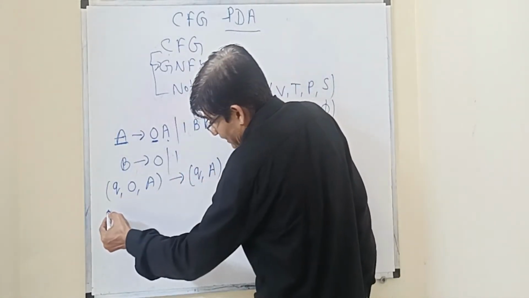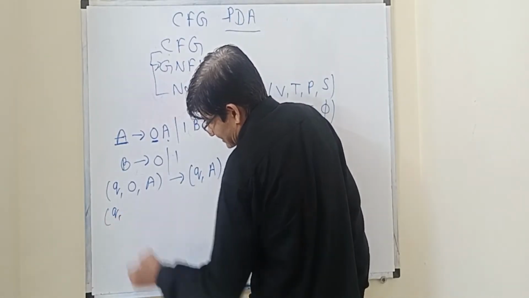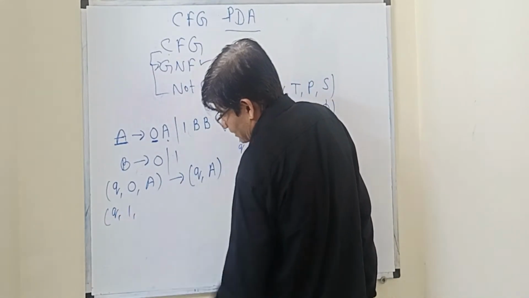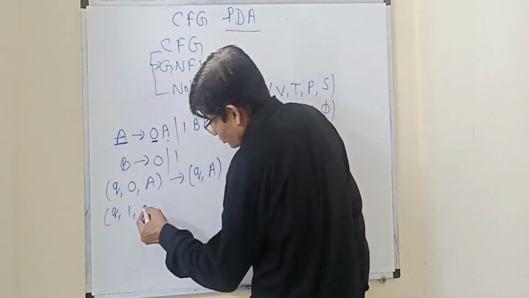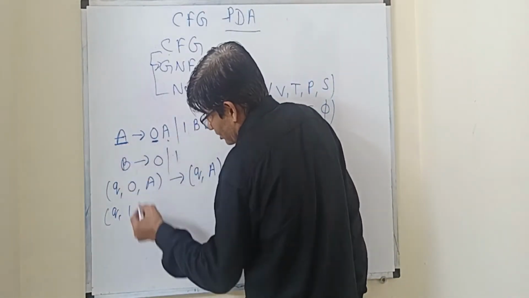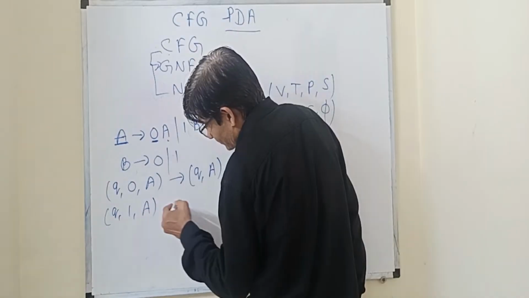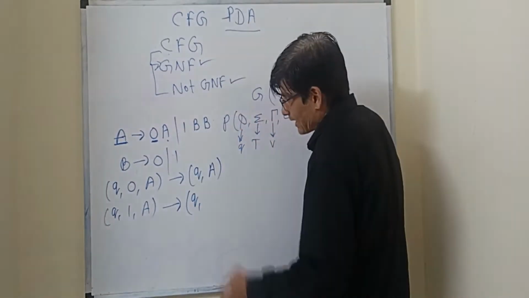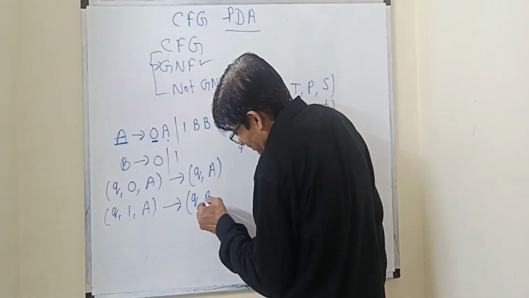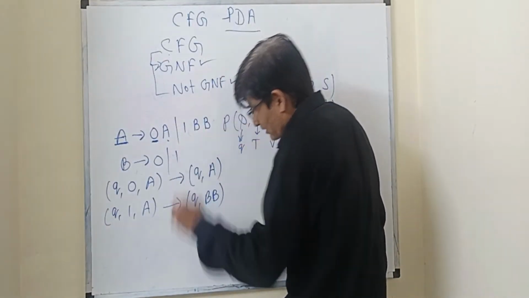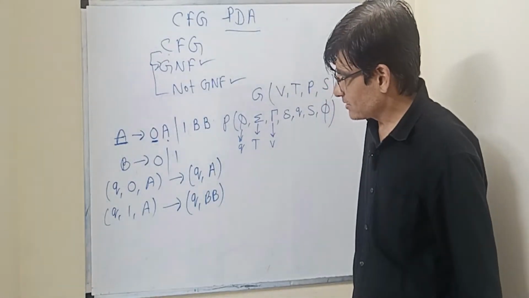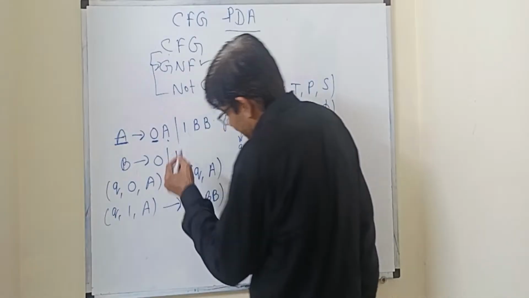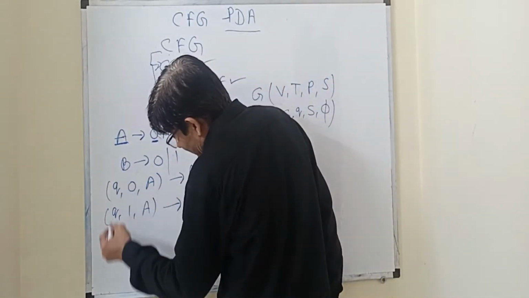Now again we have Q as the current state. This time we have one input symbol, and now A is on the top of the stack. So now we can be in Q, and we can insert B into the stack.